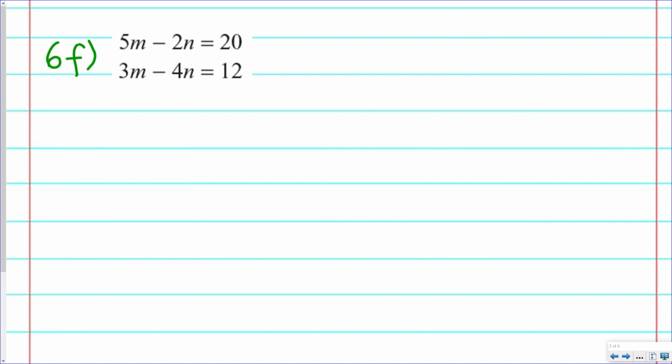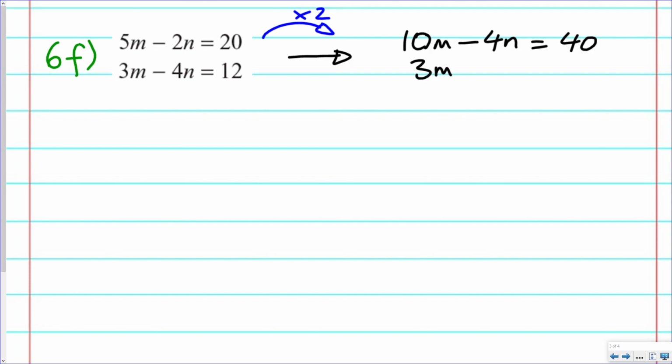Why would I do that when I can just multiply the top by 2? Because then I have -4 on the top and bottom. So that's exactly what I'm going to do. So when I multiply the top by 2, sorry, not by -2, I'll get 10m minus 4n, and that equals 40. And then I'll have 3m minus 4n, and that equals 12. So I didn't change the bottom, I've only changed the top.